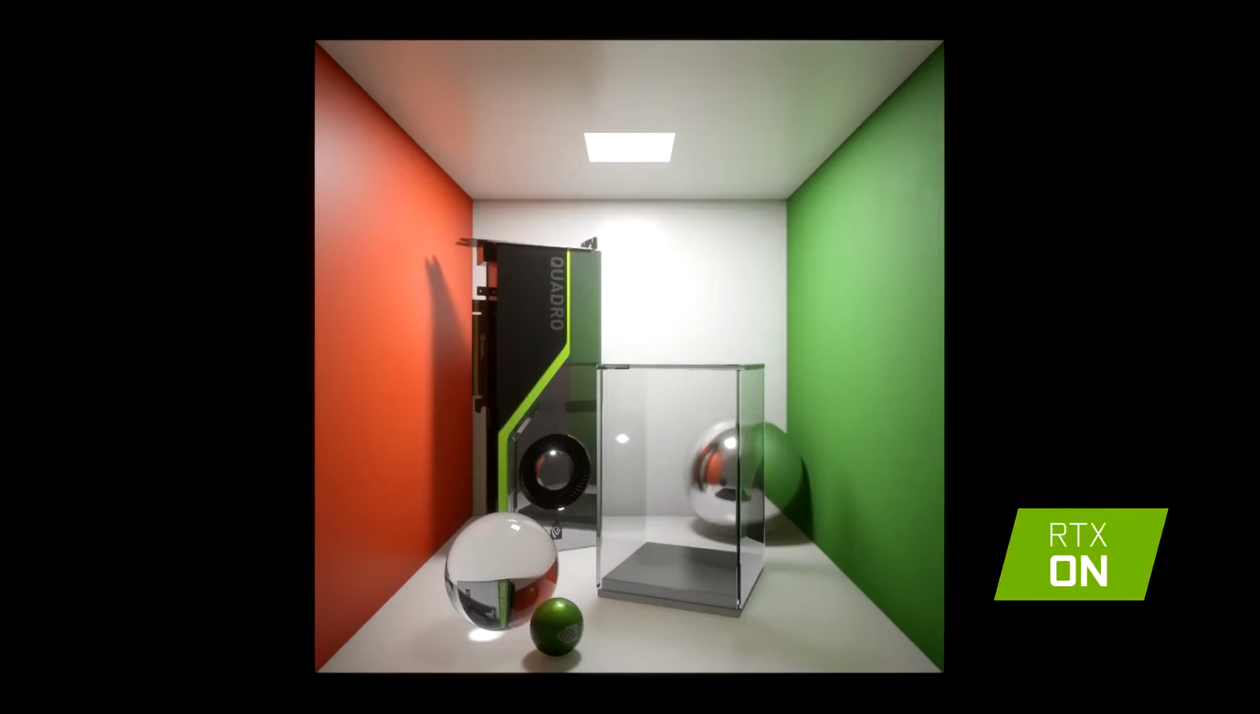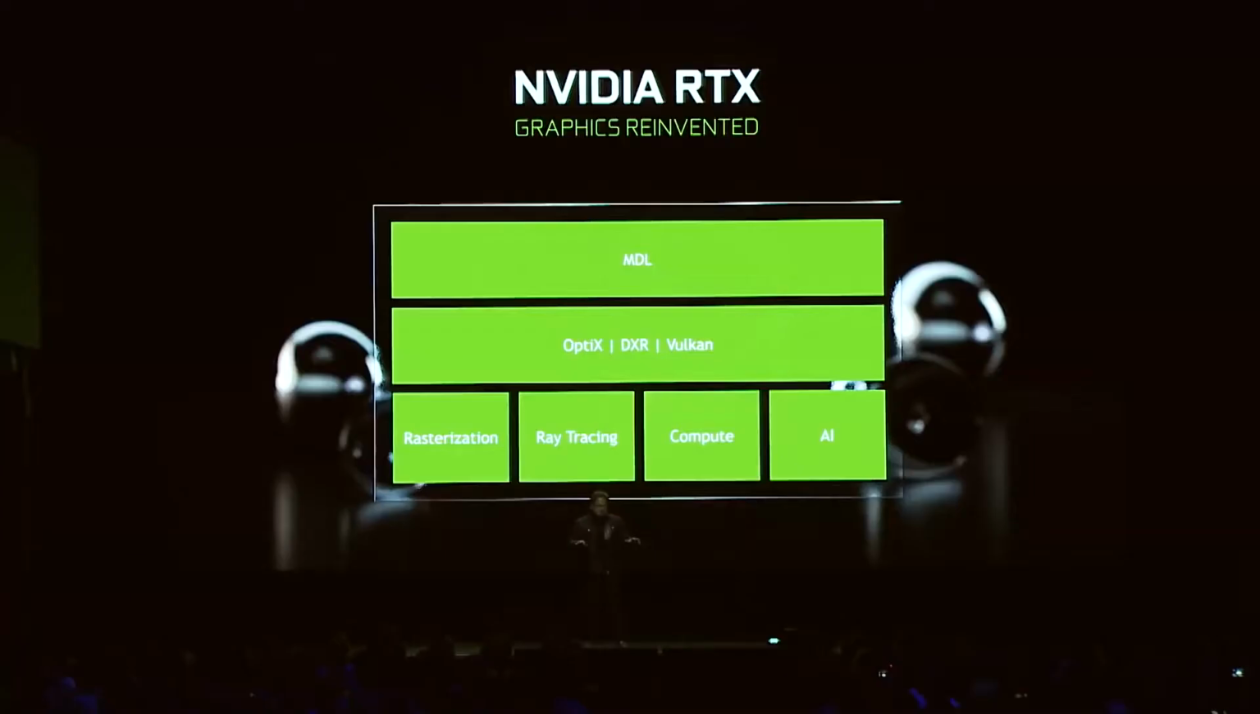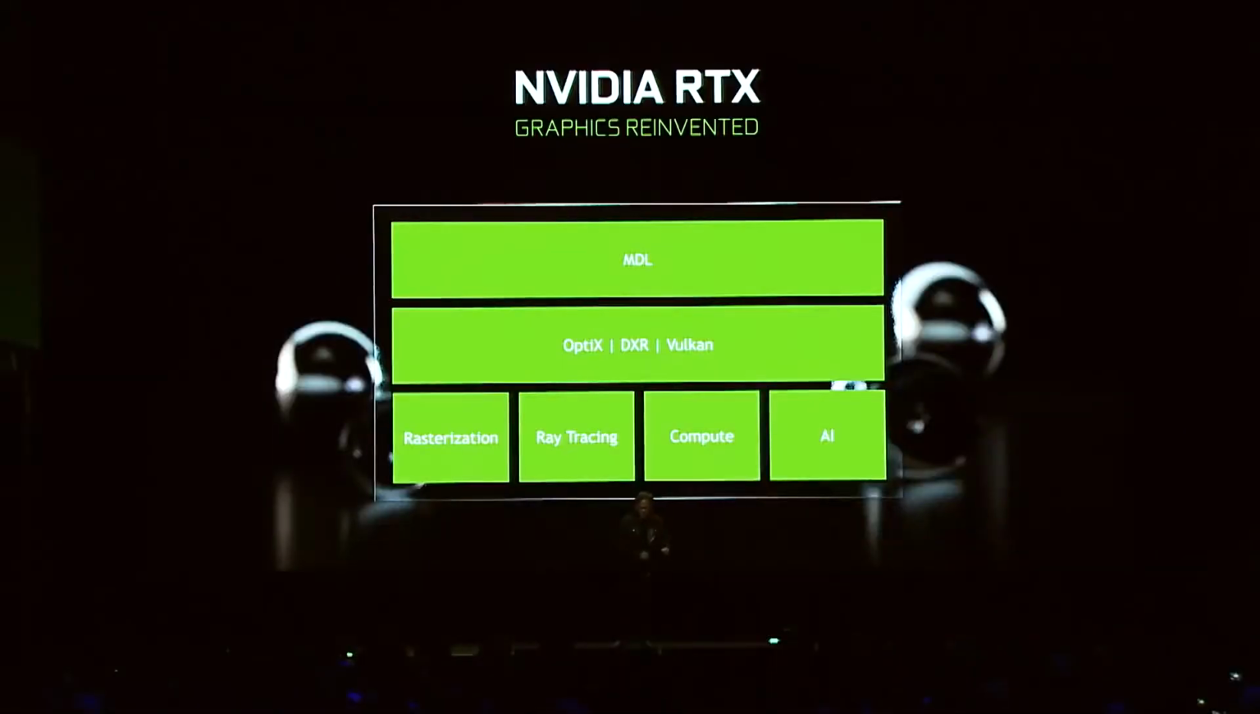And so now I'm going to show you something. We're going to turn it on together. And what you're about to see is completely in real time. And it's running on one Turing GPU. Ladies and gentlemen, the name of our demo is called Sol, S-O-L.